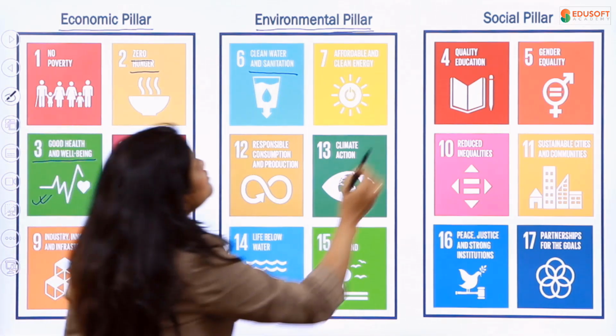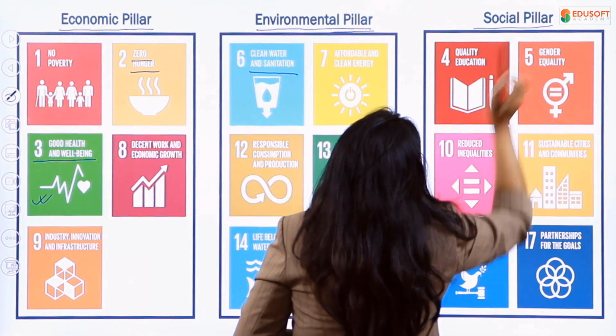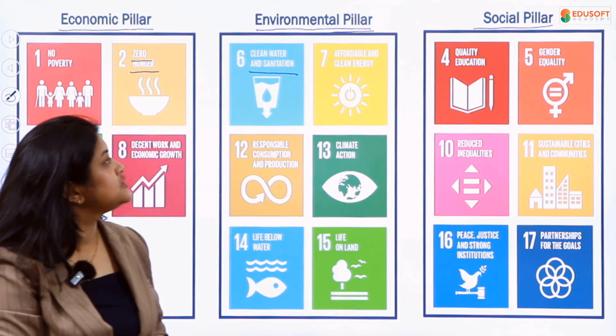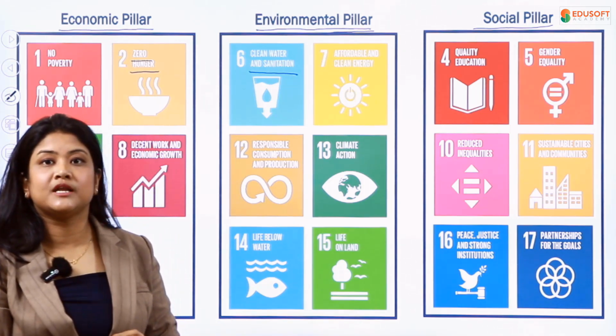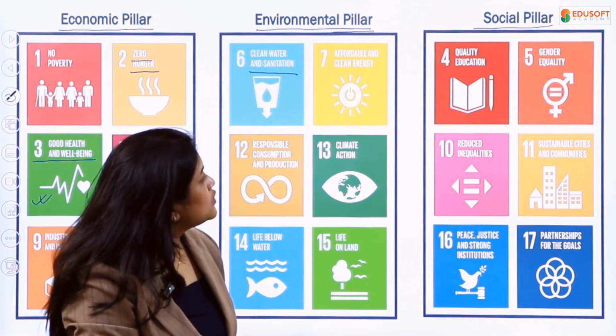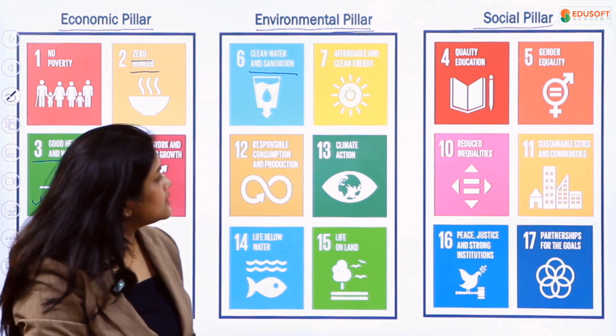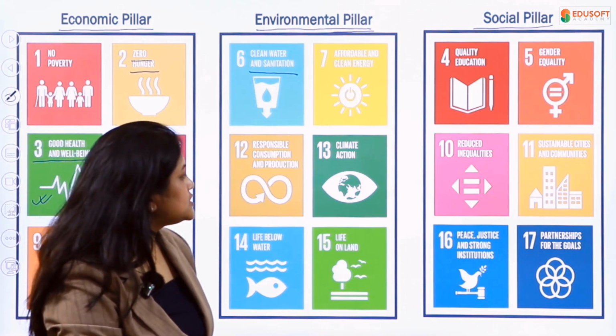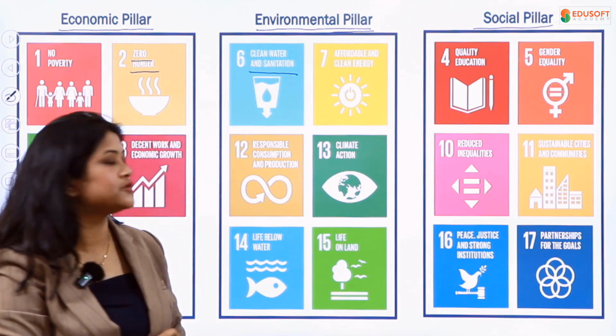So another pillar we have is the social pillar. It also has 6 global goals. That is Goal 4, quality education. Goal 5, gender equality. Goal 10, reduced inequalities. Goal 11, sustainable cities and communities. Goal 16, peace, justice, and strong institutions. And Goal 17, partnerships for the goals.